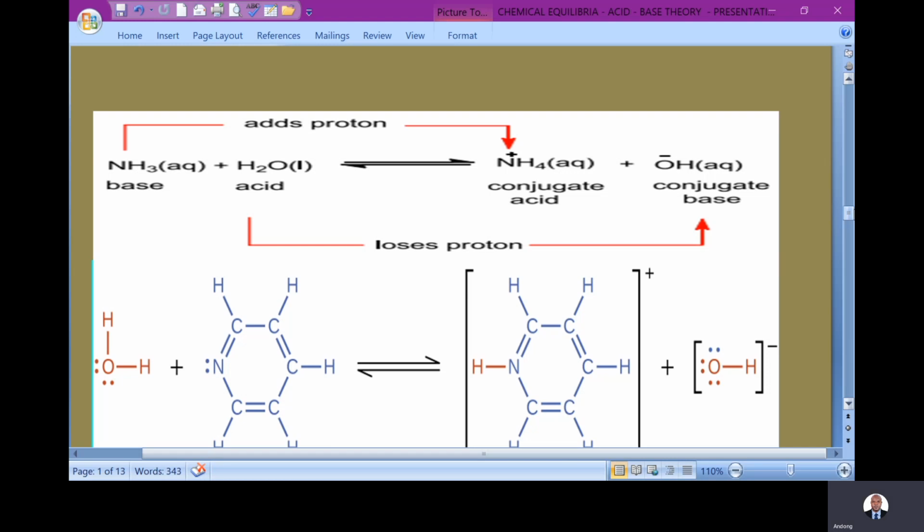So acids are proton donors, according to Brønsted-Lowry theory. Meanwhile, bases are proton acceptors. Then on Arrhenius law, acids are substances that, when they ionize in water, produce hydrogen ions. Then bases are substances that, when they ionize in water, produce an OH or hydroxide ion. So these are the two theories. They differ in one way or the other, but they mean one and the same thing.